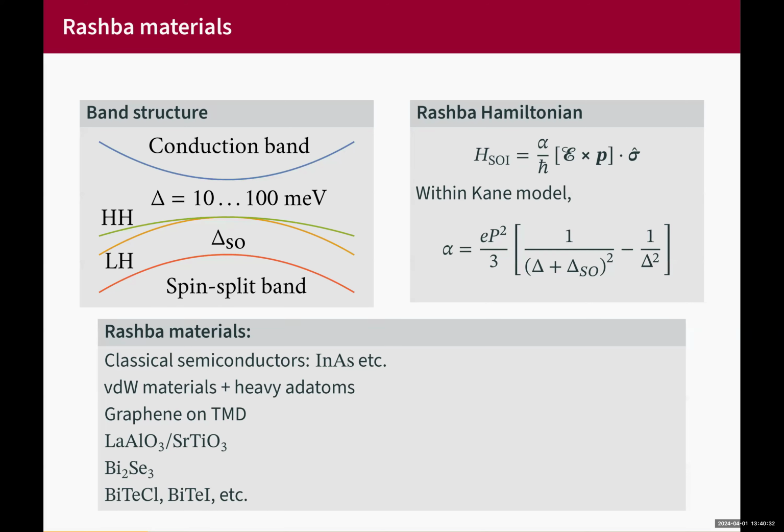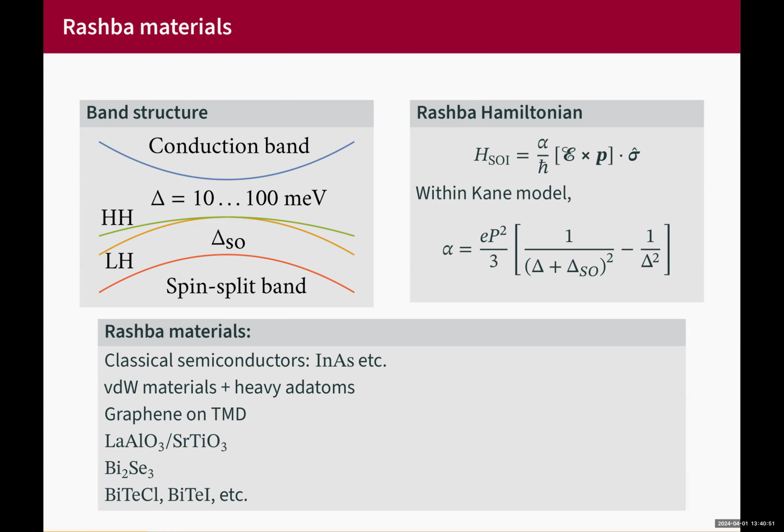Basically, the interaction works like this. External electrical field acting on an electron couples to its momentum and couples to its spin. And the main question I would like to address in this talk is what is the source of this electrical field?